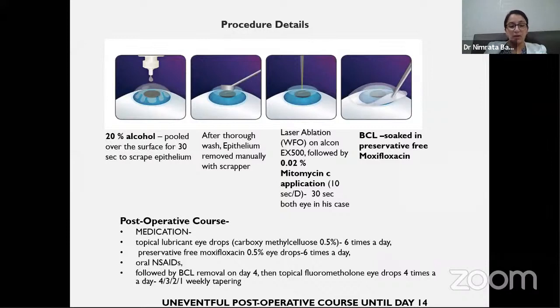use 20% alcohol to expedite the epithelial debridement, and we use 0.02% mitomycin application, 10 seconds per diopter, 30 seconds was used in this case. What we do is that we put a bandage contact lens soaked in preservative-free moxifloxacin, which acts as a depot. Postoperative medication is the routine lubricants, moxifloxacin antibiotic, followed by BCL removal when the epithelium heals, and then we start the steroids. This patient had an uneventful course until day 14.